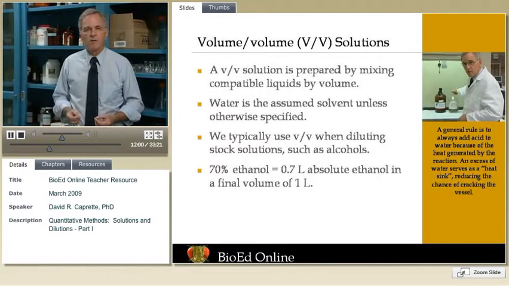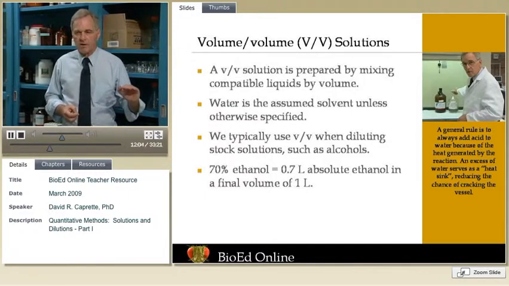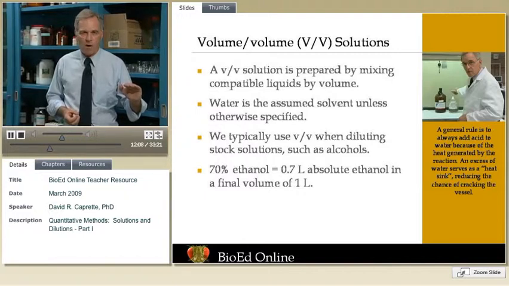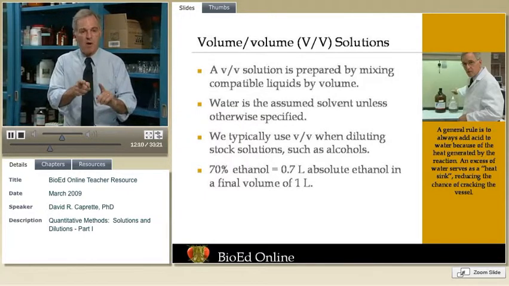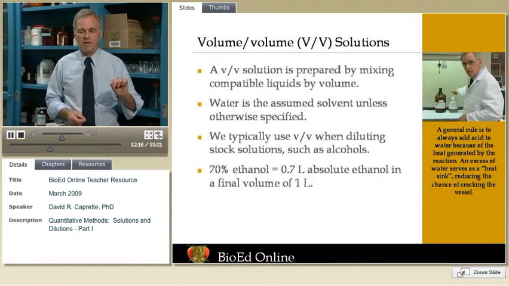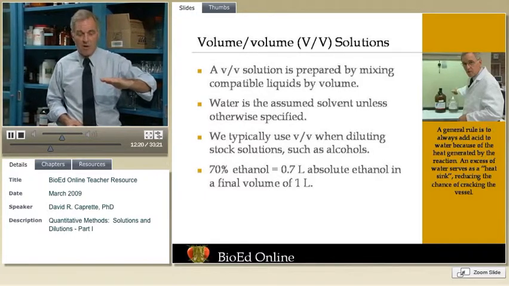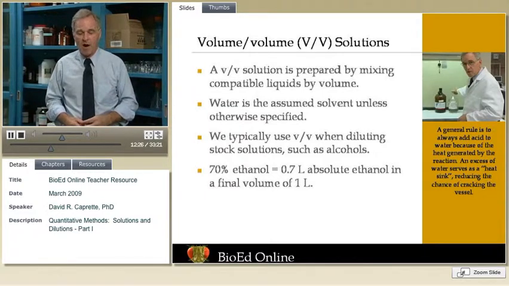The alcohol then is 70% by volume of the final volume of the solution. We can get pretty close by simply mixing 70 milliliters of ethanol with 30 milliliters of water, but because they are somewhat mutually soluble, the volume might be a little less than we think. So we refer to volume in volume, meaning volume of solute, in this case ethanol, as a percentage of the final volume of the solution that we're preparing.